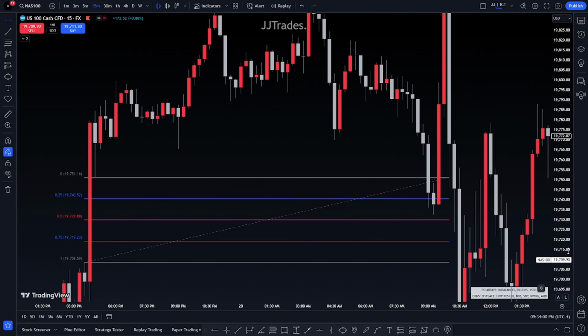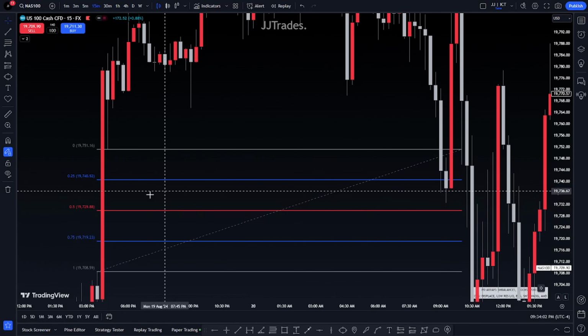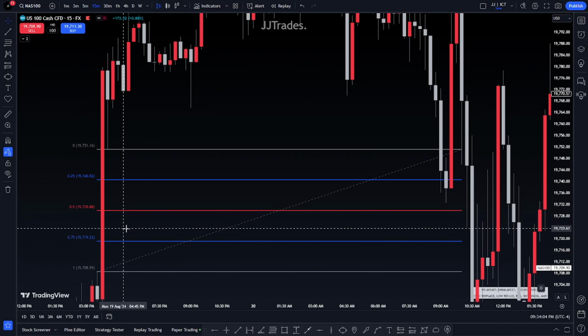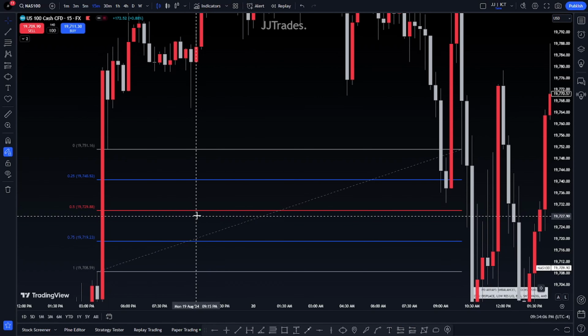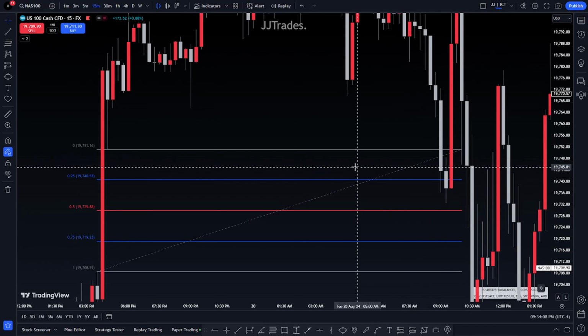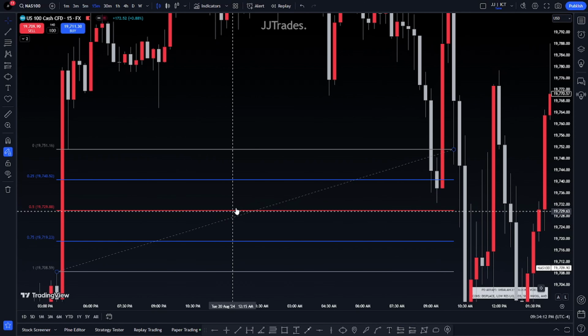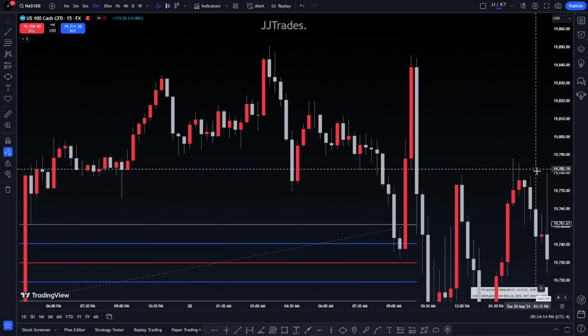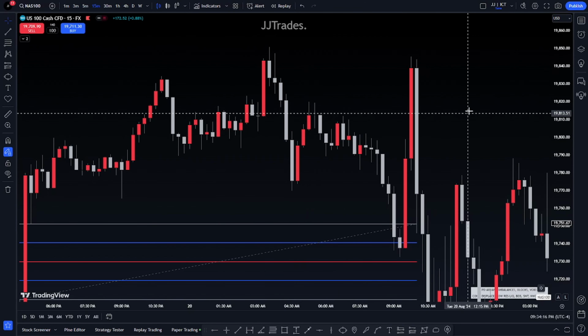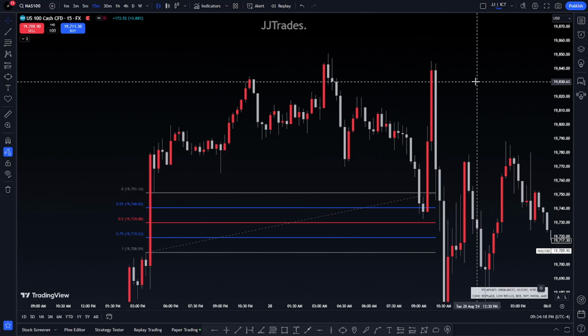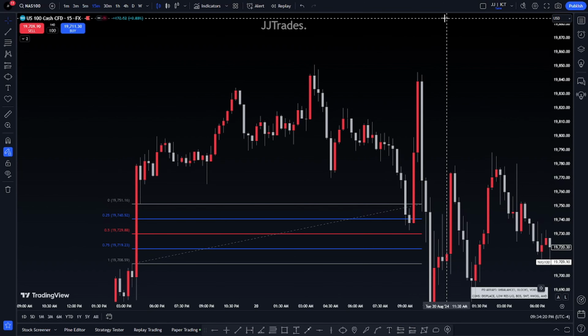But as you see here, it came to the upper quadrant, and it doesn't have to come to the consequent encroachment. Remember that. Price doesn't have to come to the consequent encroachment of a fair value gap. It just came to the upper quadrant, did not push through the consequent encroachment, and continued higher into buy side liquidity here, this liquidity pool. Okay? Very, very simple, right? I say it's pretty simple.